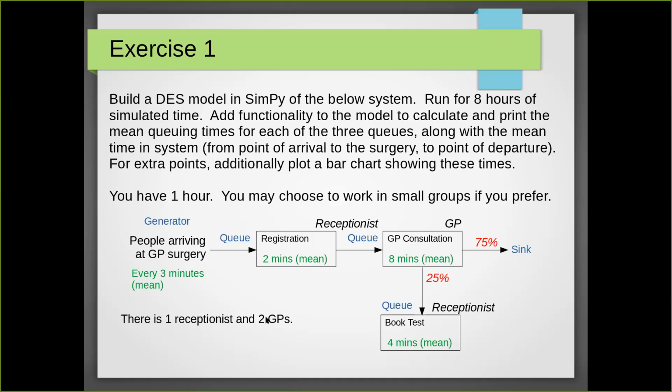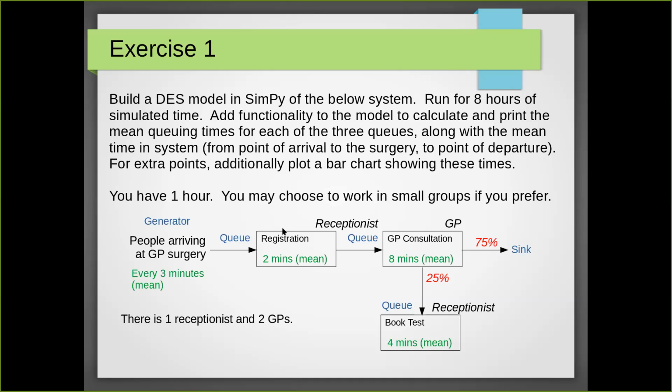Now in our model, we've got 1 receptionist and 2 GPs. I want you to build that model, and run the model for 8 hours of simulated time. I'd advise you use your time units to represent minutes, because you need to specify your process times and inter-arrival times in minutes. I also want you to add functionality to the model that will calculate and print the mean queuing times for each of these 3 queues.